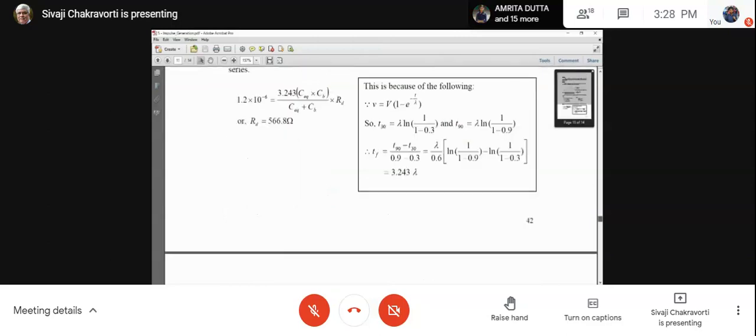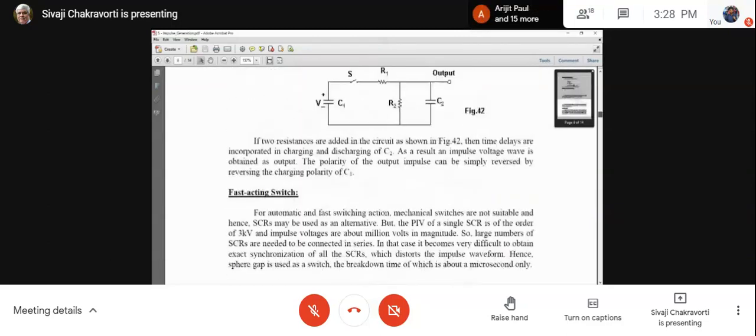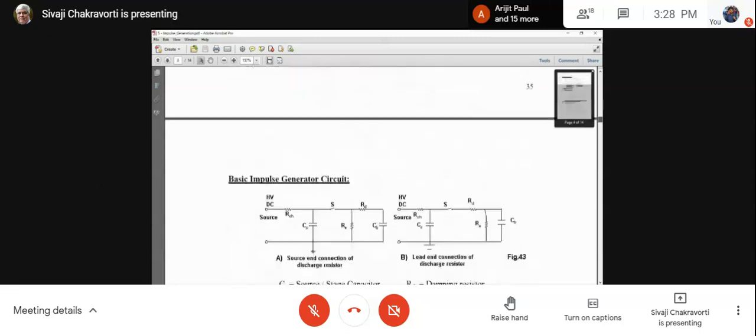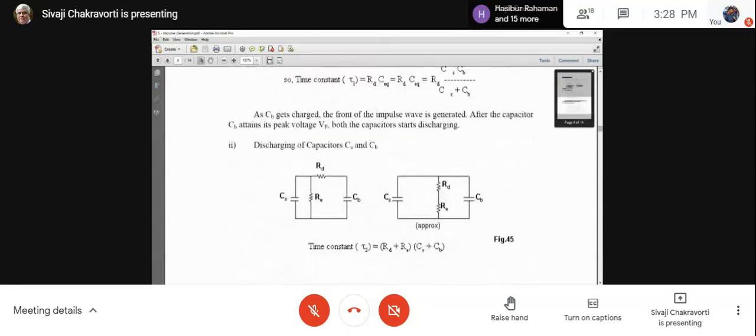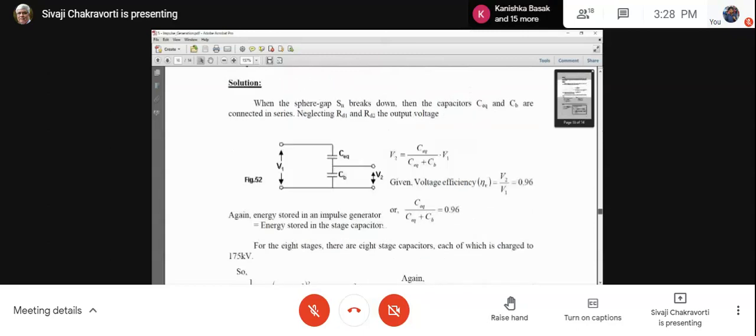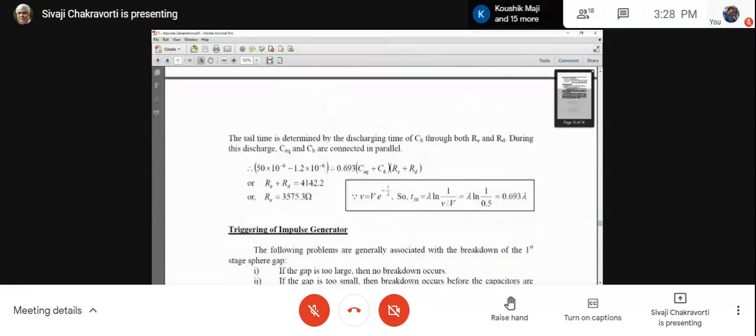Then we do the tail time calculation, and this is done using the discharge characteristics of the RC circuit. In the discharge circuit, again, let me show you the previous one, where it is here. This is how it is being discharged. So CS and CP in parallel discharge through RD and RE. So we take the same approximate circuit, and in the discharge circuit, the output voltage is always given by this.